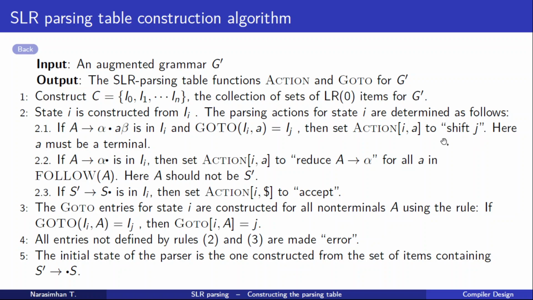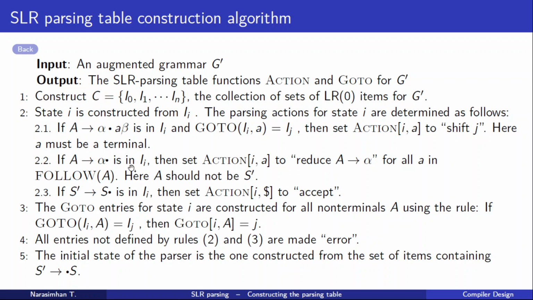Now what about the reduce entries? How will you create the reduce entries? For reduce entries, you should search for reduce items in the item set. What are reduce items? Reduce items are of the form A gives alpha dot. That is, the dot will be at the rightmost end of the production.